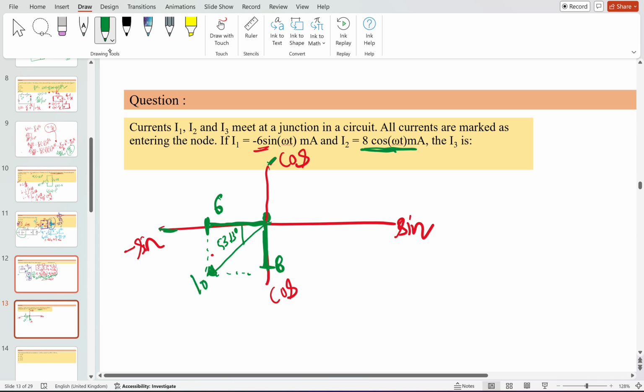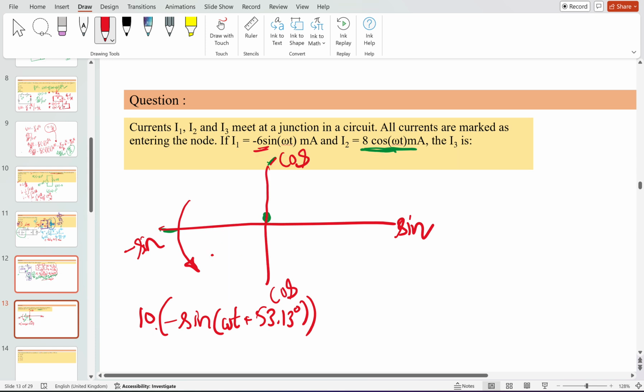From the minus sign, in the anti-clockwise direction, it is 53.13 degrees. So the equivalent when you write it will come out to be 10 minus sine omega t plus 53.13. Getting my point? Because it was leading by 53.13, that 10 angle. But it is negative of that, so it will come out in the opposite direction, so it became plus 10.